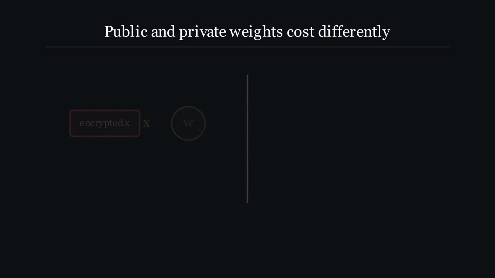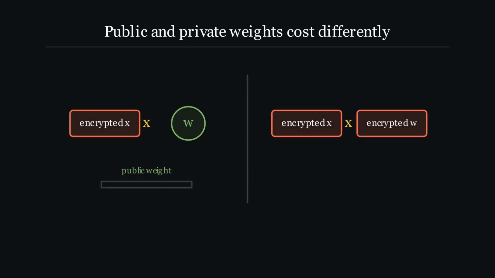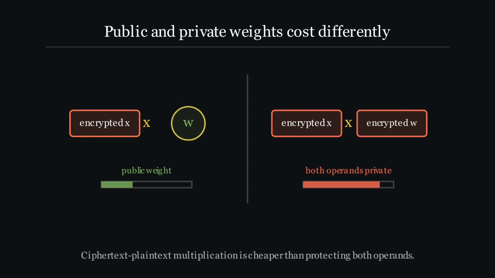Multiplication cost depends on which operand must remain private. On the left, encrypted X is multiplied by a public plaintext weight. The short green meter represents the cheaper path commonly used for known model parameters. On the right, both X and W are encrypted ciphertexts, so the red cost meter grows much farther. Protecting both operands requires polynomial products between ciphertext components and creates more state to maintain.